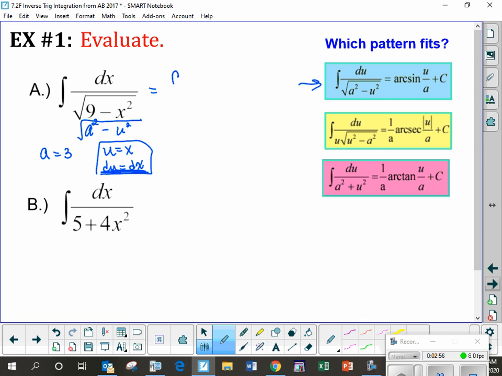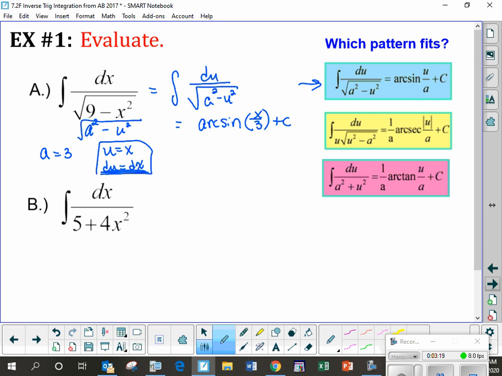So all I'm going to do is pop in things. dx gets substituted for du. I've got the square root of a squared minus u squared. That is a prime candidate for arcsine. This will be the arcsine of u over a. u was x, a was 3, and then plus c. Nice easy one to get us started.